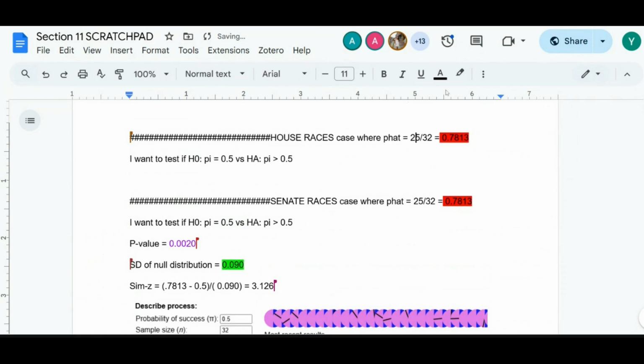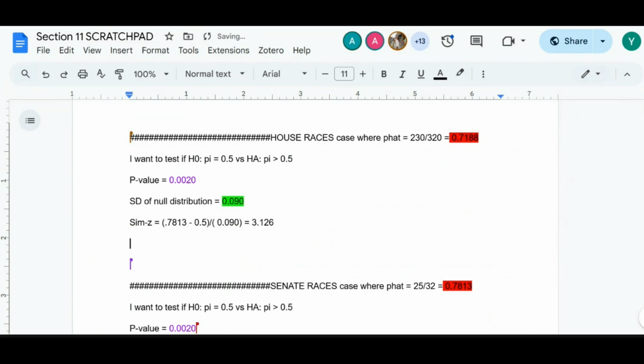So p-hat is now 230 out of 320, which is how much? Let's see. Oh, AI is not helping me. Okay, this was 0.71 something. Thank you, yes, that's right. We are still testing the same thing. Can you report these three things and show me your screenshot? All right, we'll change all these things.